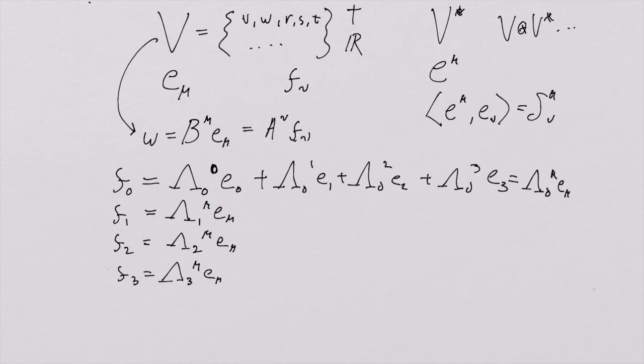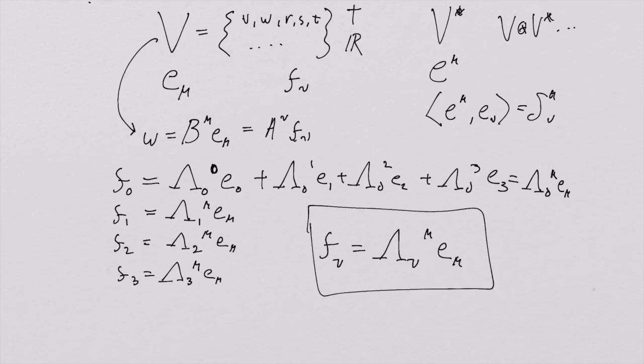But this whole thing can be written as F, let's say, nu. Let me see if I can do a better nu than that. F nu equals lambda nu mu e mu. And this is a pretty important expression. This expression here tells us how these basis vectors are written in terms of these basis vectors. The nu, of course, indexes the new basis. The mu indexes the old basis.